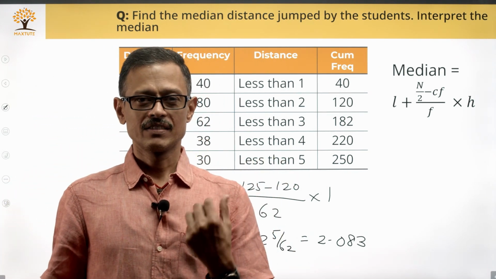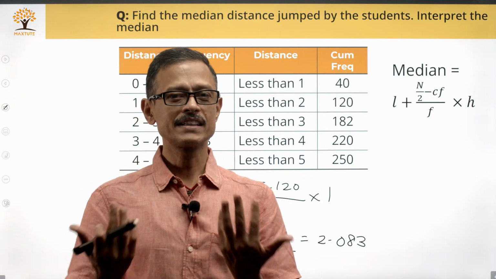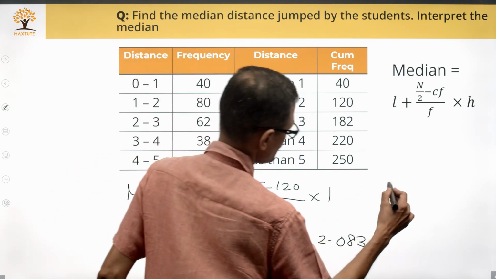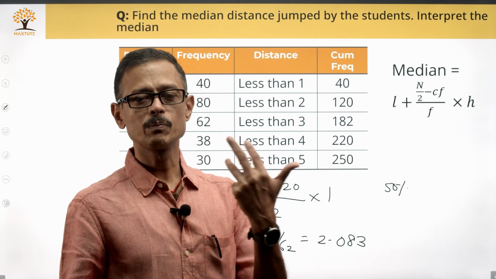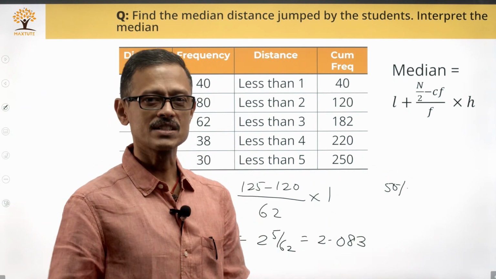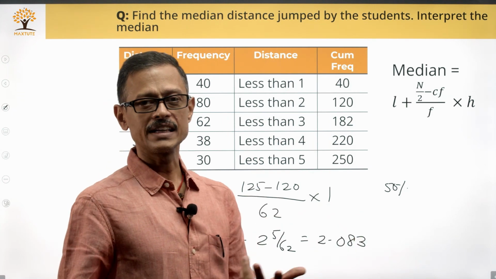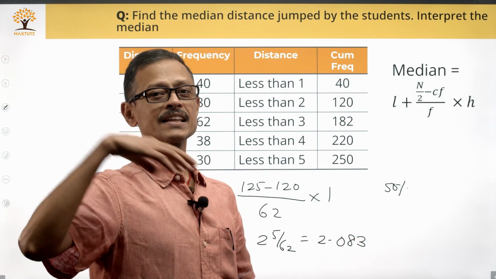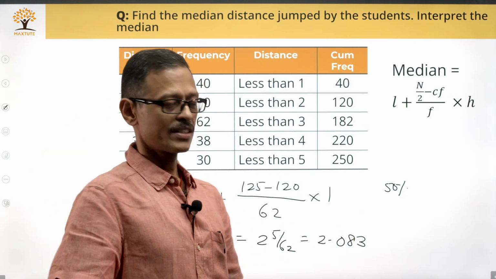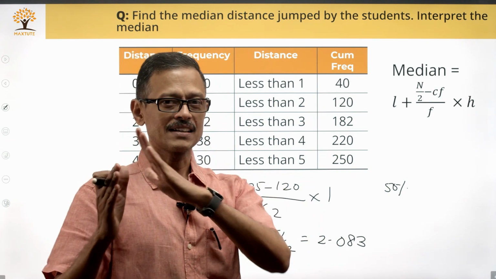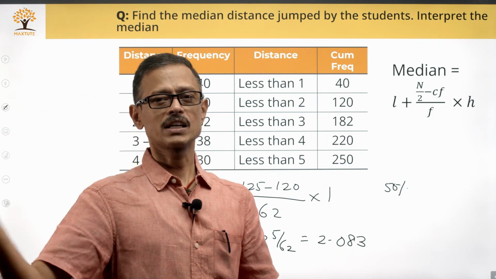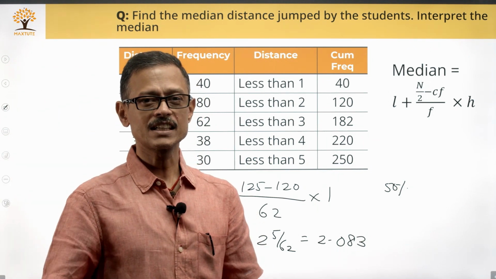Second part of this question, which will get you half a mark, is interpreting the median, which essentially means that 50% of the students have jumped a distance which is less than or equal to 2.083. Half the students have jumped a distance which is less than or equal to 2.083. And another 50% of the students have jumped a distance which is greater than 2.083, right? So 50% are less than or equal to the median, 50% are more than or equal to the median. That's essentially the interpretation of the median.